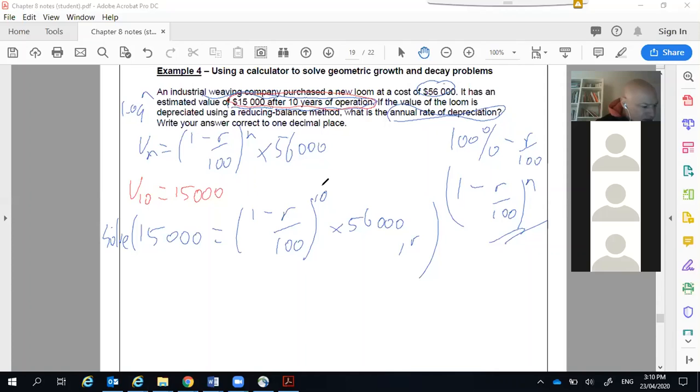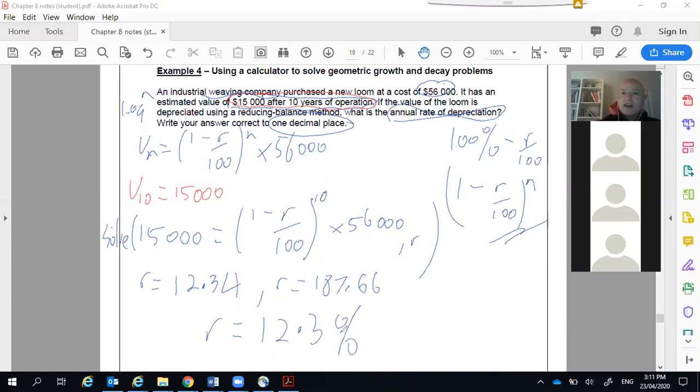And the answer is, what does it give us? It gives us two answers: R equals 12.34 and R equals 187.66, rounded. Now we're not going to take the 187, that's just ridiculous. We are going to take the 12.34. Because it says one decimal place, we have R equal to 12.3% per year, because it does say annual rate. Any questions on that one?